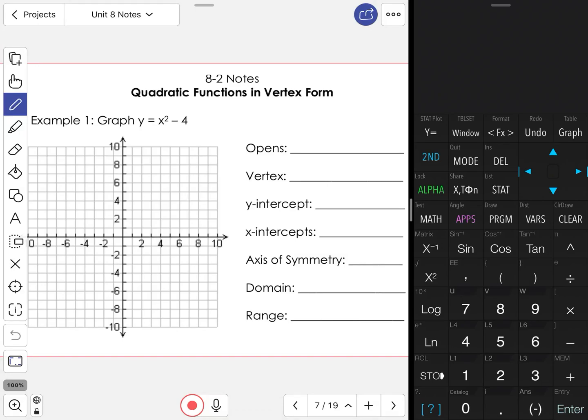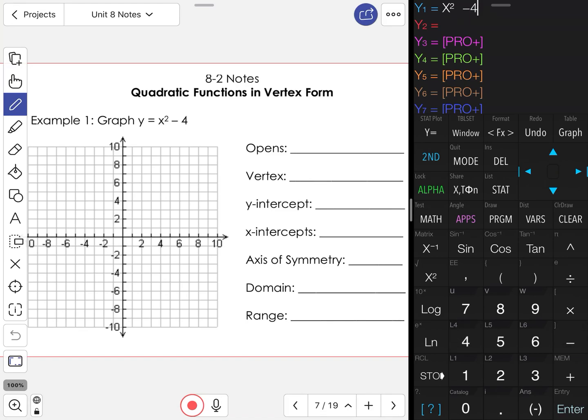Alrighty, in 8.2, we're going to be graphing quadratic functions from vertex form. So we're going to talk a little bit about some different features of these quadratics that we learned to graph in the last section. So the first quadratic we're going to graph is y equals x squared minus 4. So let's go to our calculators and go to the y equals, and we're going to type in x squared minus, make sure you use a minus, 4.